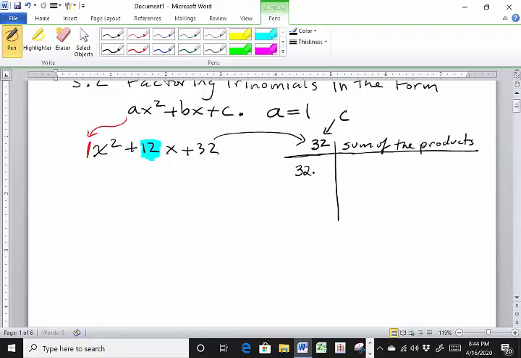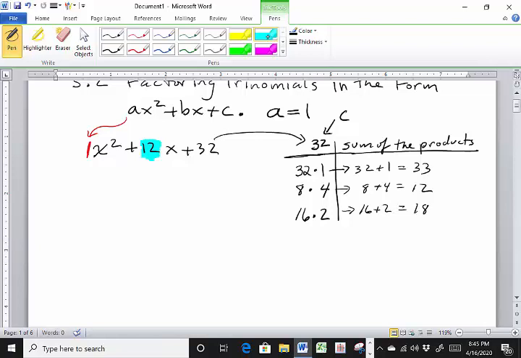Okay, so let's say 32 times 1, 8 times 4, 16 times 2. All right. Now we're going to put over here the sum. Well, what's 32 plus 1? You don't have to write that out, but I'm just showing you. That's going to be 33. And what's the sum of 8 plus 4? The sum is going to be 12. And then 16 plus 2 is going to be 18.